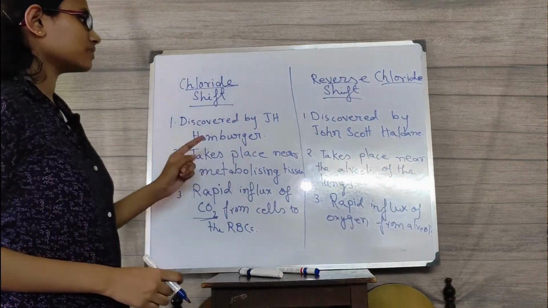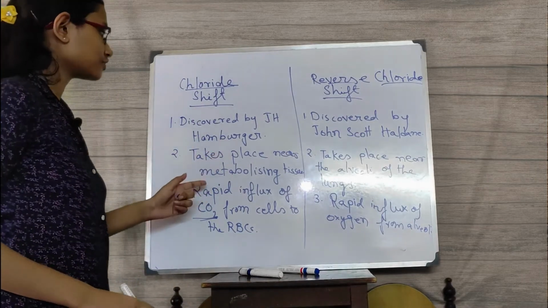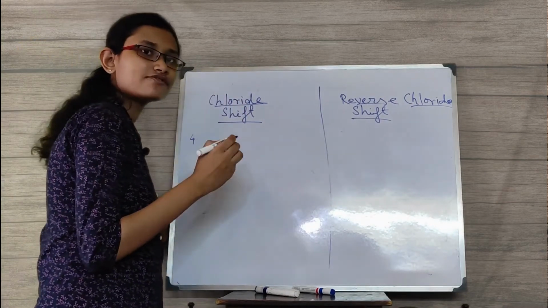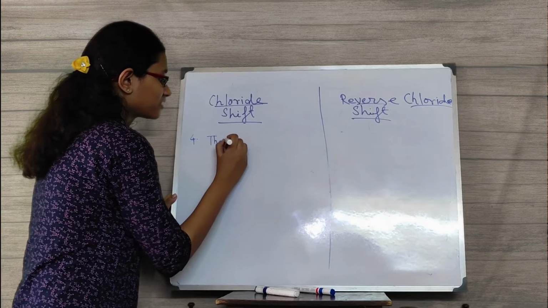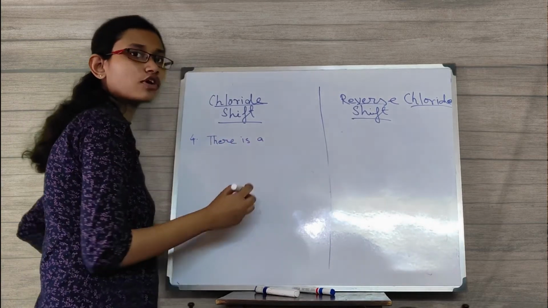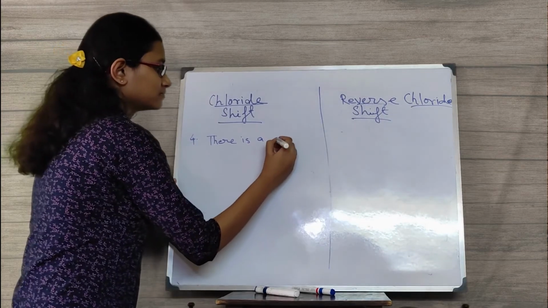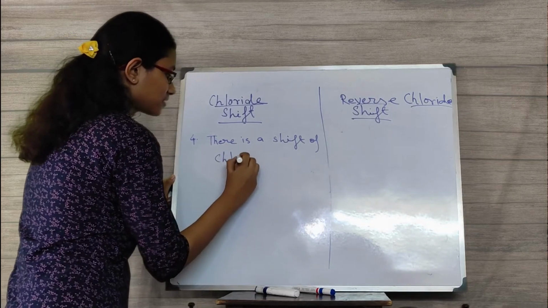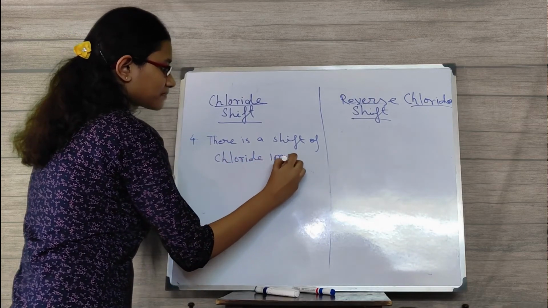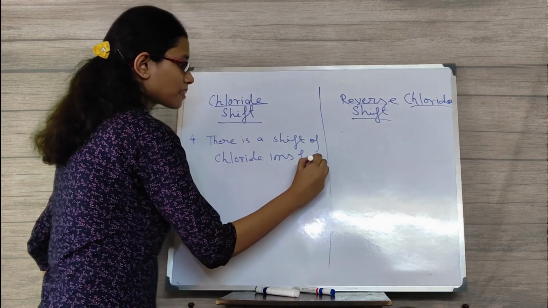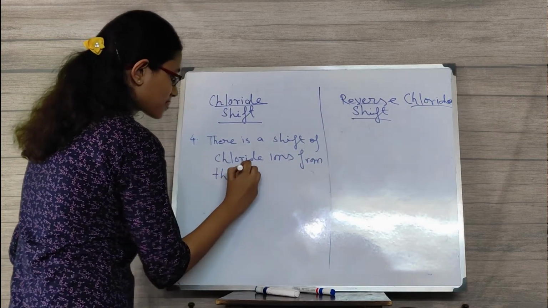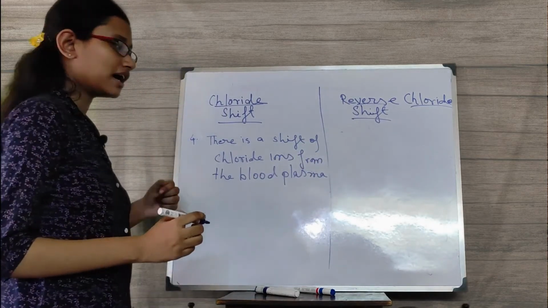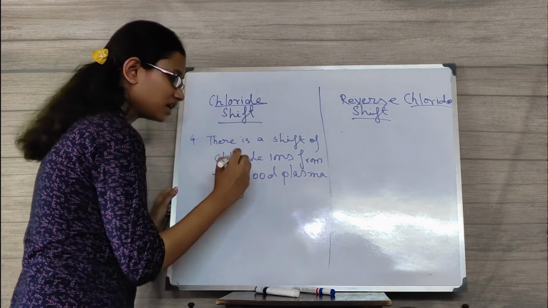You note these points, and lastly we write the most important thing that's going to happen, that is the chloride shift. As the name suggests, there is a shift of chloride ions from the blood plasma into the RBCs.